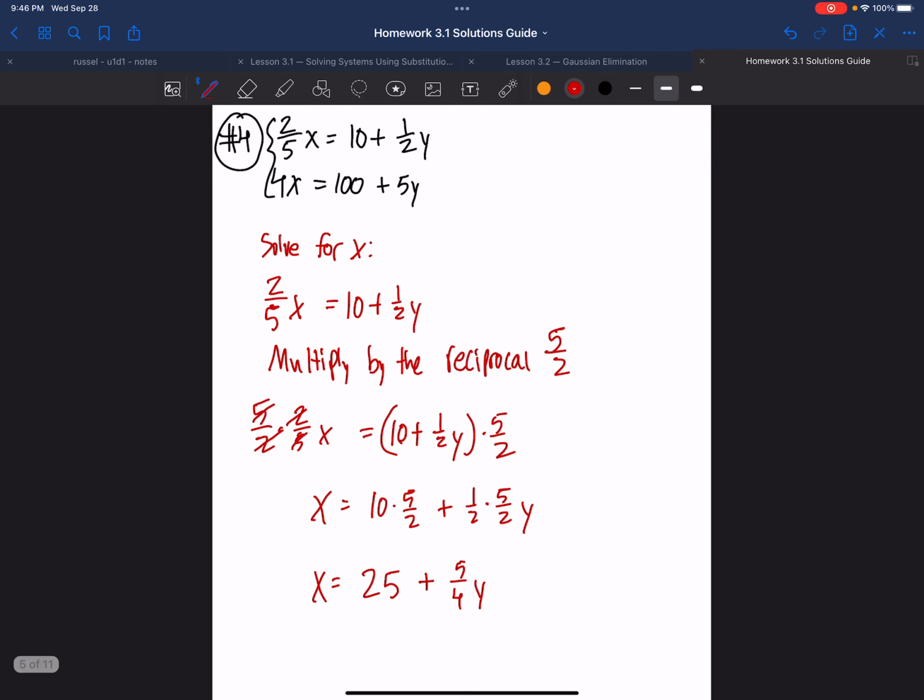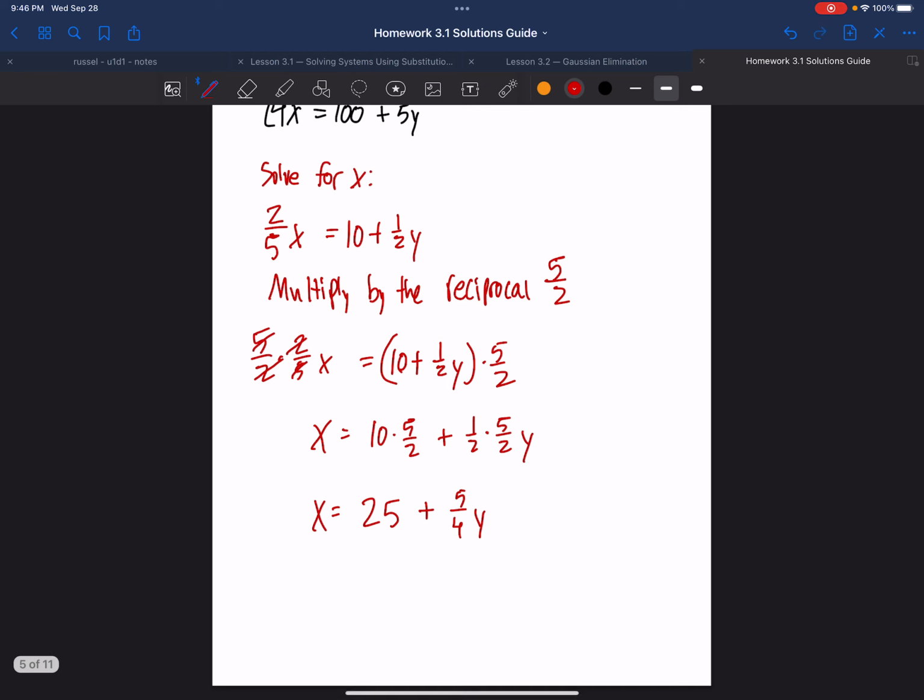Now, if you put this back in for x, I used too much space here. Let's put this in for x. I've got 4x equals 100 plus 5y. Let me change colors here. 4x equals 100 plus 5y. We're going to substitute this x with this x. So 4 times 25 plus 5/4 y equals 100 plus 5y.